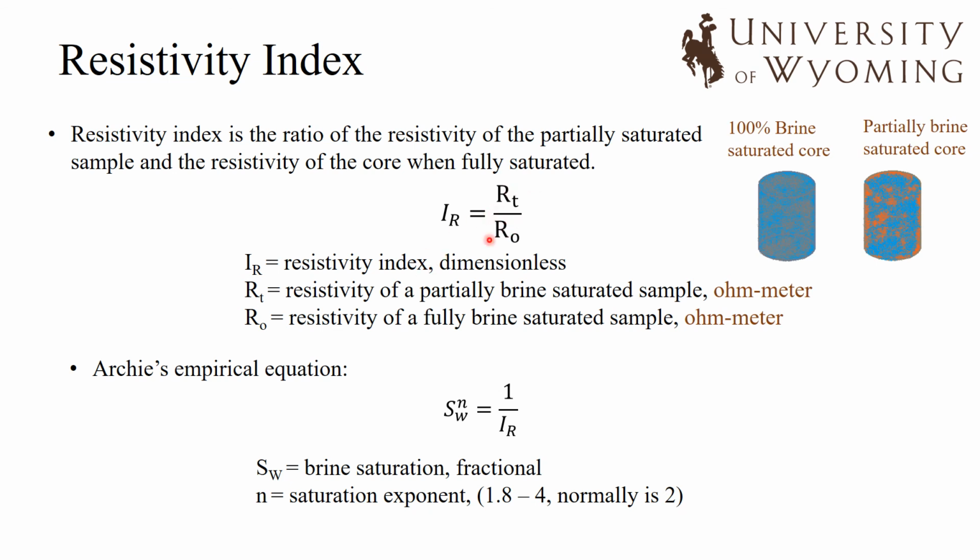So the difference between Rt and R0 is that R0 is the resistivity of a fully saturated core with brine, whereas Rt is the resistivity of a core that's partially saturated with brine and has another phase in there.